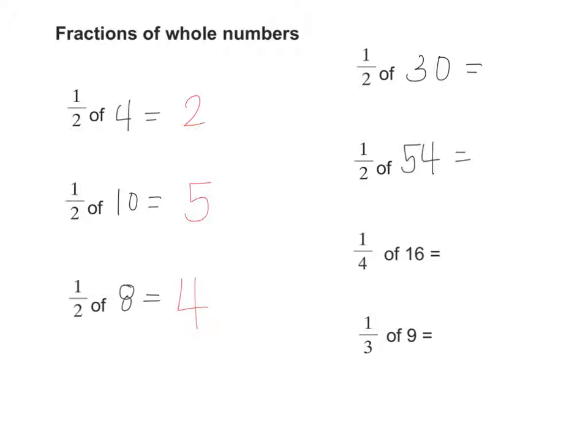Okay. What's 1/2 of 30? 15. And to do that, what division sentence did you do in your head? 30 divided by 2. Nice. What's half of 54? 27. And that's equal to? 54 divided by 2. Okay, this one's not half anymore. What's 1/4 of 16? 4. And that's the same as what division sentence? 16 divided by 4. Nice. What's 1/3 of 9? 3. And that's the same as? 9 divided by 3.